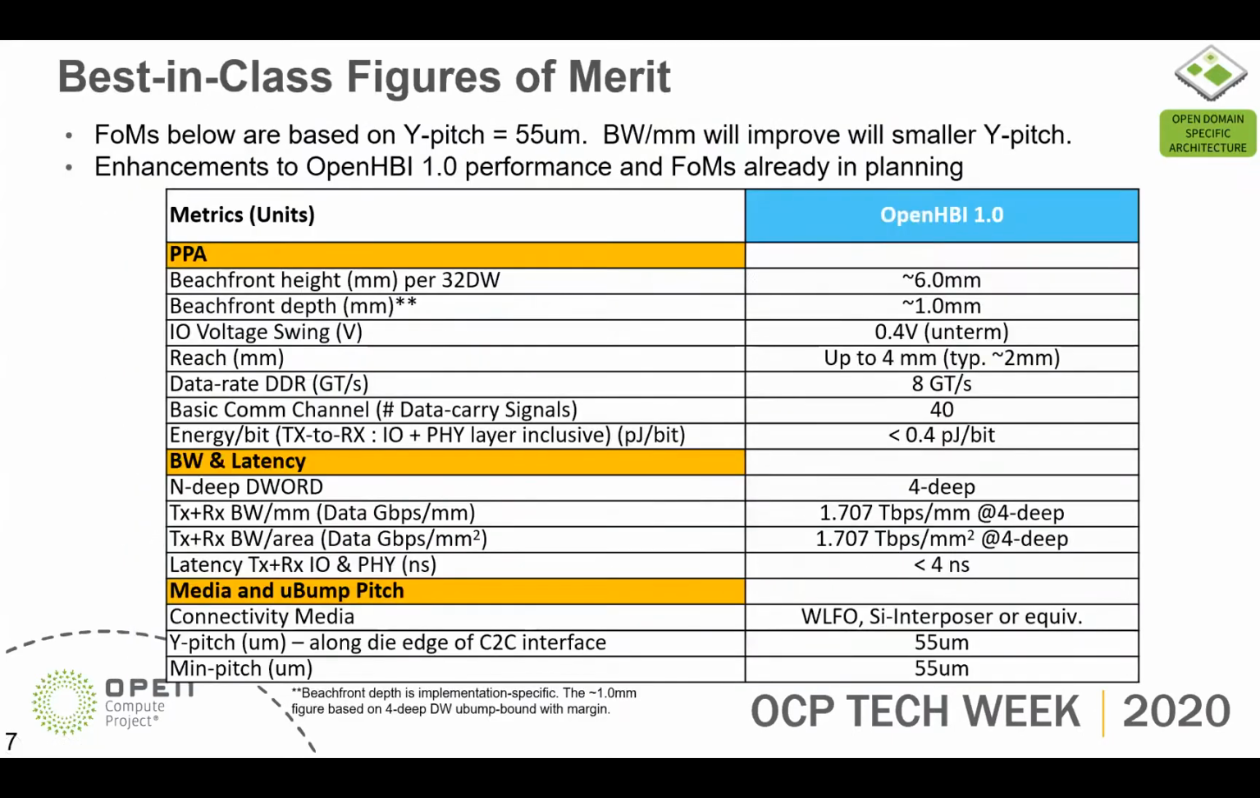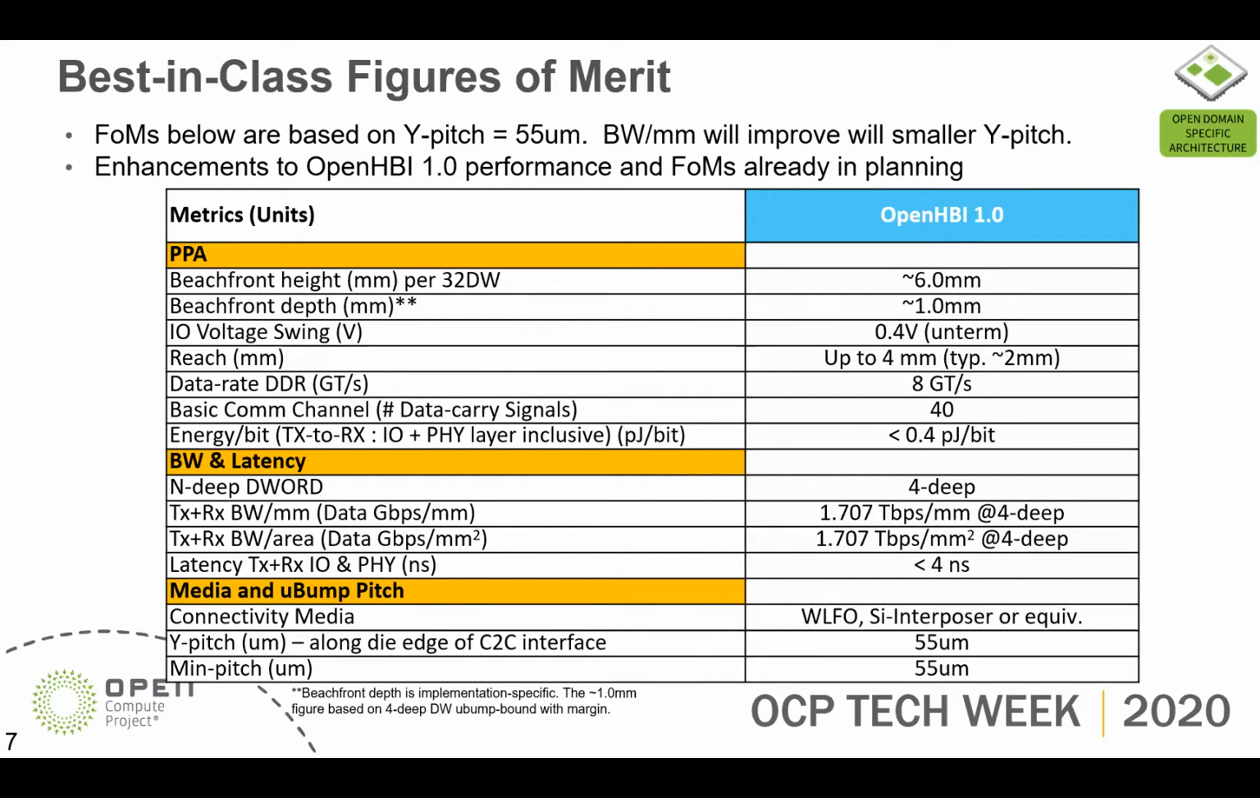So this slide is a summary of the OpenHBI figure of merit based on a Y pitch of 55 micron. The Y pitch is defined as the microbump to microbump pitch in the direction along the die edge of the chip-to-chip interface. The pitch front height and depth dimension listed here of 6 millimeter times 1 millimeter is estimated based on an 8 high, 4 wide D-word array, meaning that this is a 32 D-word array structure. It's just an estimate. Implementation can have some variations there, of course.